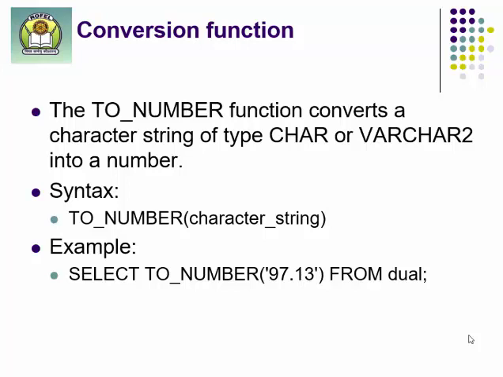Here in the example, 97.13 is considered a string because it is enclosed within single quotes. So we can convert this string, which is actually a number, into a number using the to_number function.